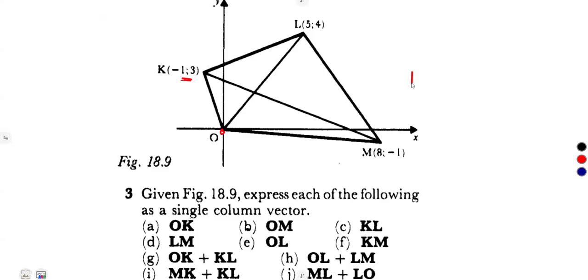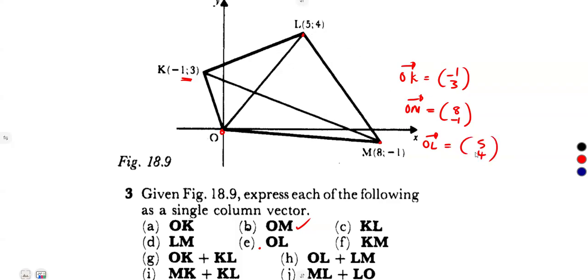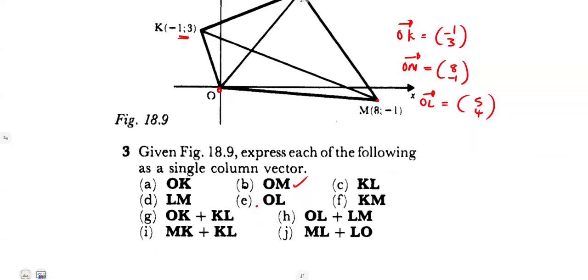You just take the point K as it is, so that is OK as it is, minus 3, minus 1, 3. The same with OM from the origin. You just take that point M as it is, 8 minus 1. The same with OL from this point L. We have that vector OL, which is 5, 4. So you can find any of these vectors, KL, all these, so I want you to determine that.